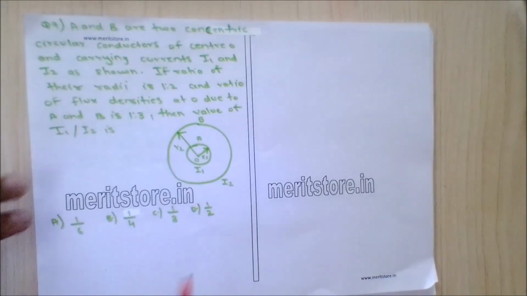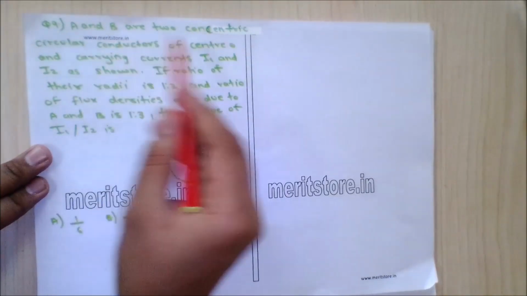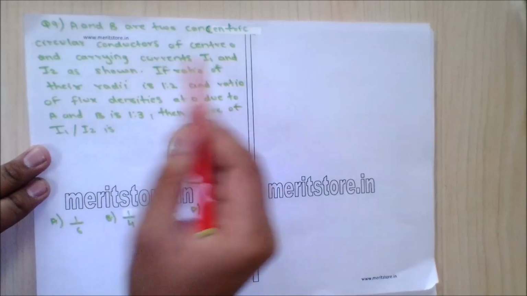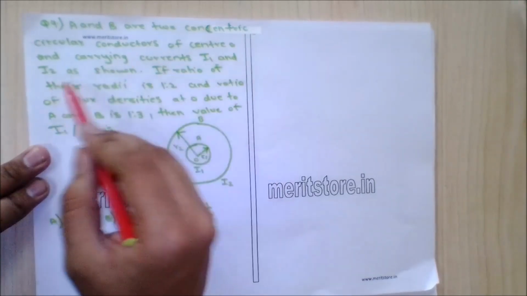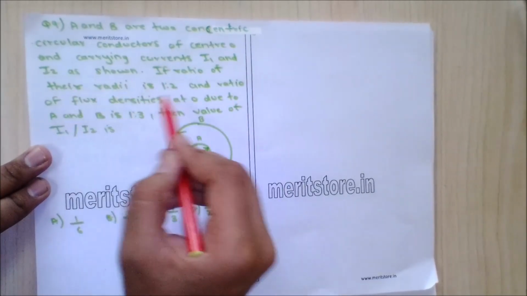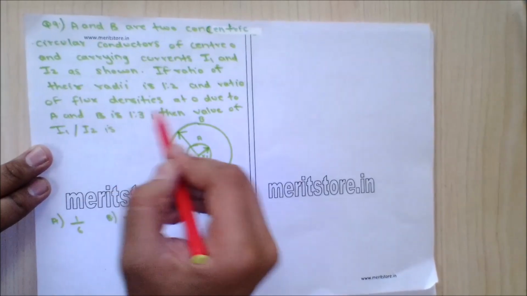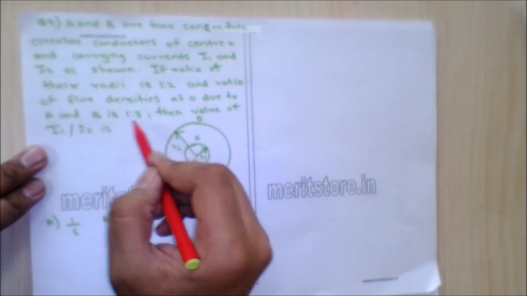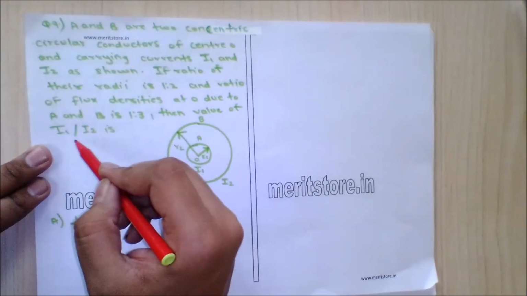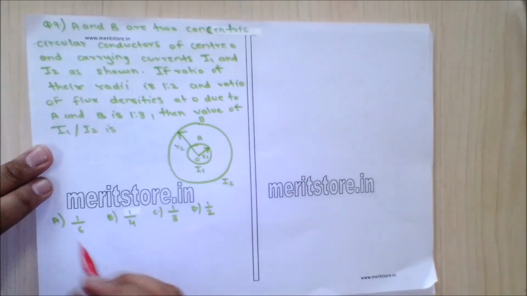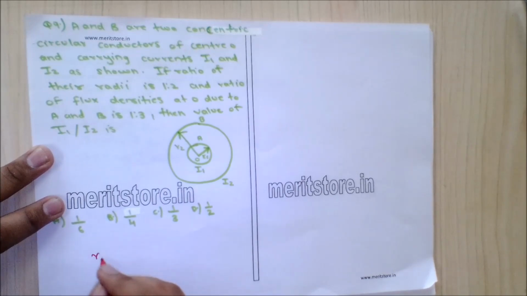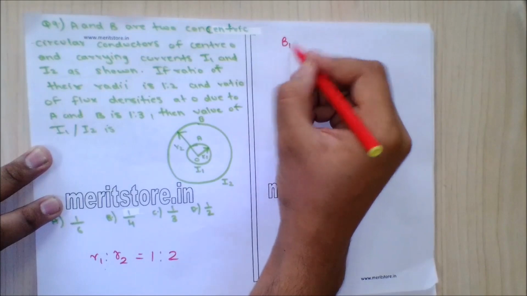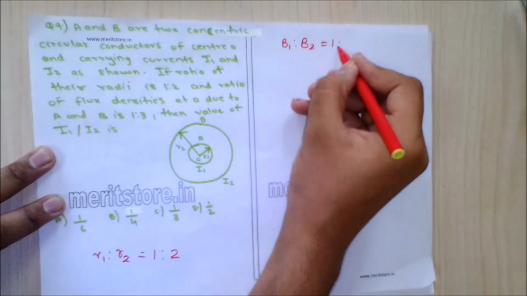Question number 9. A and B are two concentric circular conductors of center O and carrying currents I1 and I2 are shown. If the ratio of their radii is 1:2 and the ratio of flux densities at O due to A and B is 1:3, then the value of I1 is to I2 is. Now to solve this question, the ratio is given. So R1 is to R2 is nothing but 1:2. B1 is to B2 is given by 1:3.